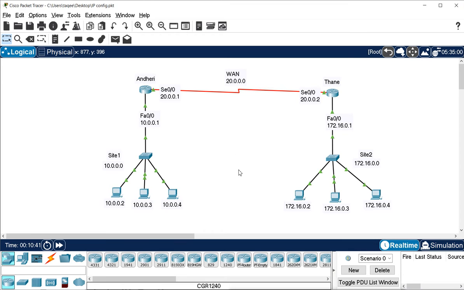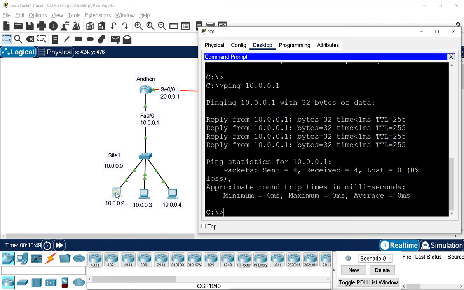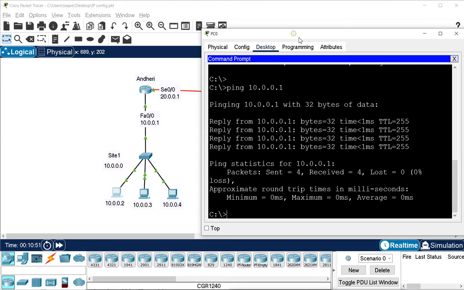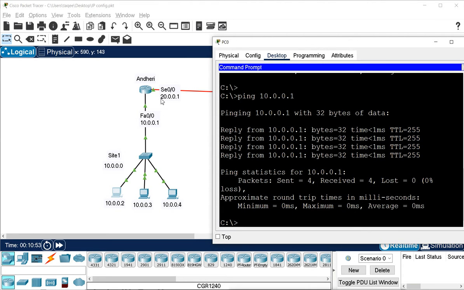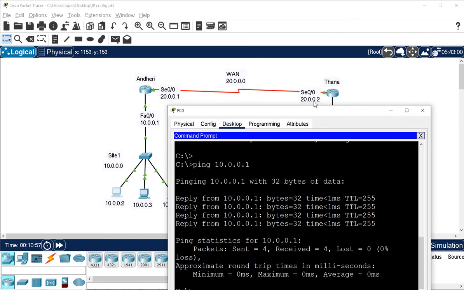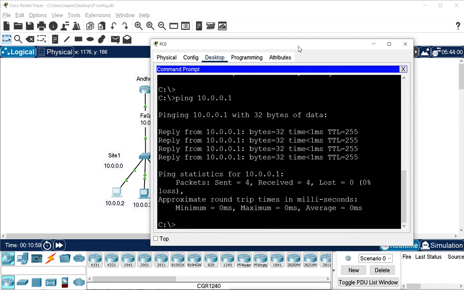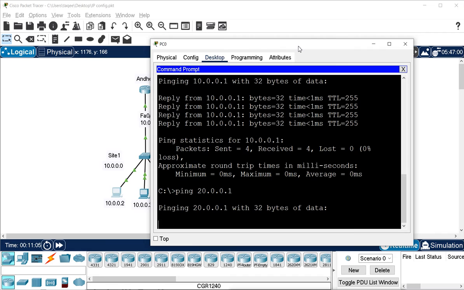Now we want to connect them together, but they will not do the connectivity. Like for example, I will go to this PC. Now I will try to ping this 20.0.0.1 or 20.0.0.2. Now what I am getting here, I am getting no reply.